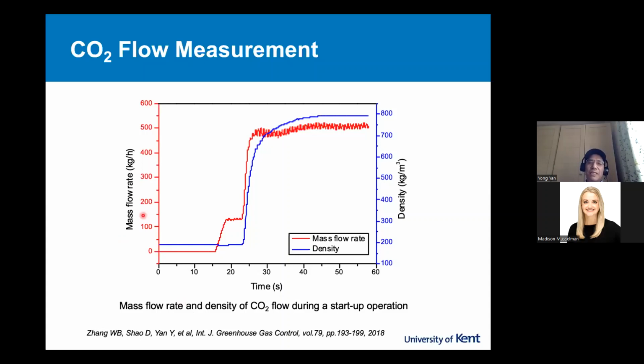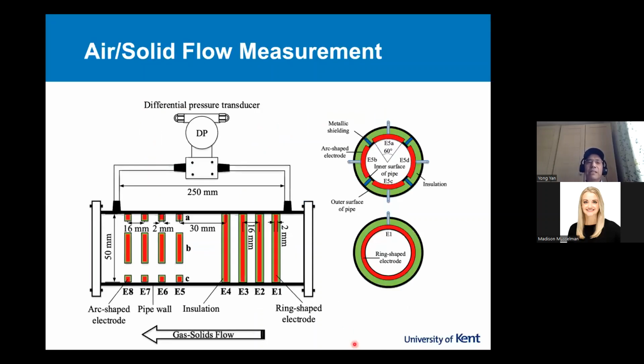Can you see the mass flow rate step increase at stage one, step increase at stage two, and the density, can you see the change as well? So this is a transient process. We want to monitor the flow rate of CO2 under such dynamic conditions. Again, we have done a lot of tests and the results are quite encouraging. It's published work, and if you are interested, you can refer to these publications.